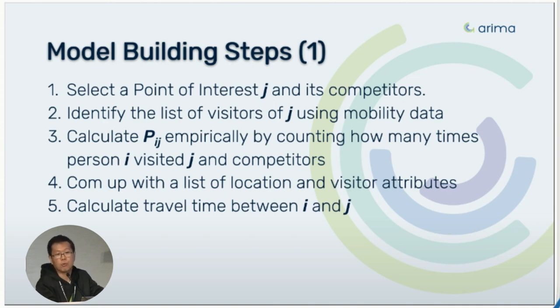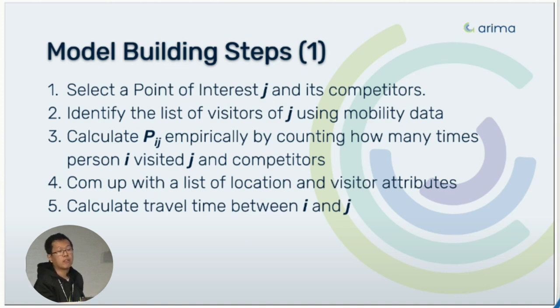Most businesses would know what their competitors are. Even if you don't, a source like Overture Data contains all of the locations within that category, so you could simply pull up other stores. You want to identify a list of visitors using mobility data. So basically, you look at your stores and you see which devices visit that location. You can do that very easily through a data extraction.